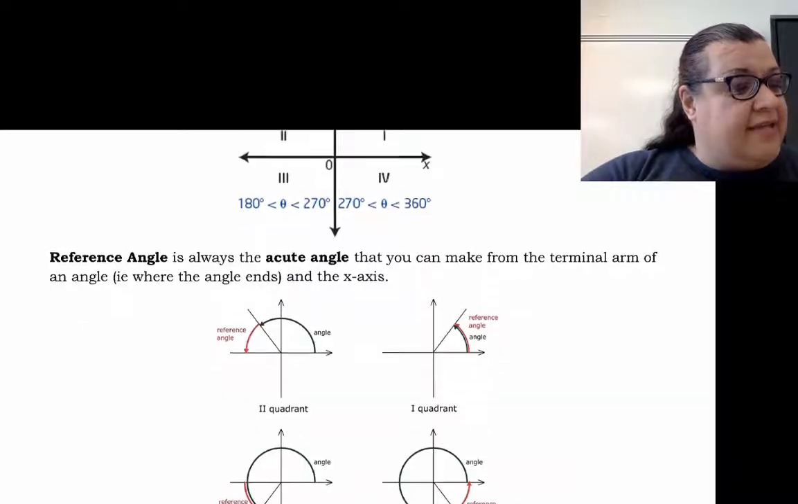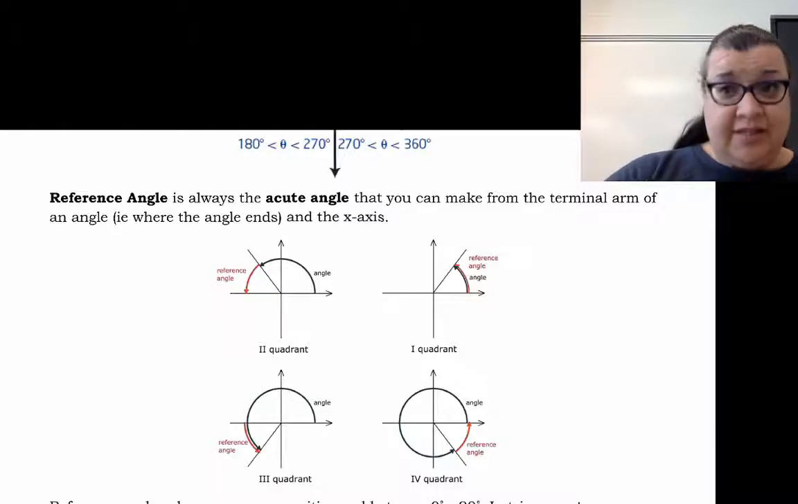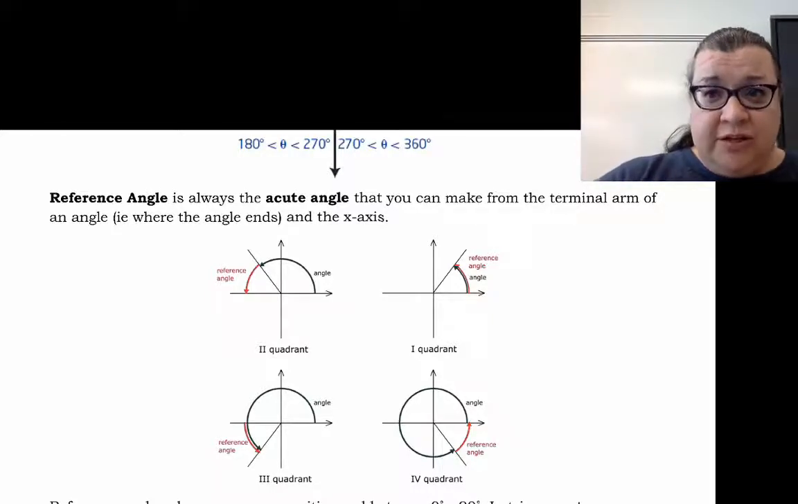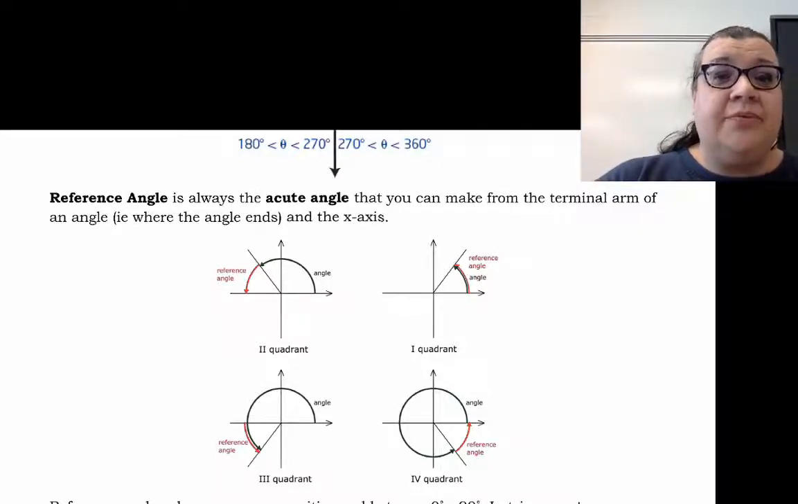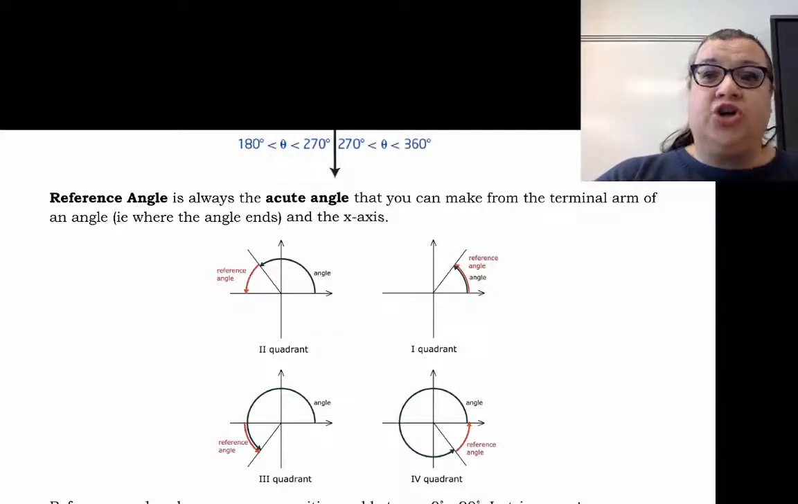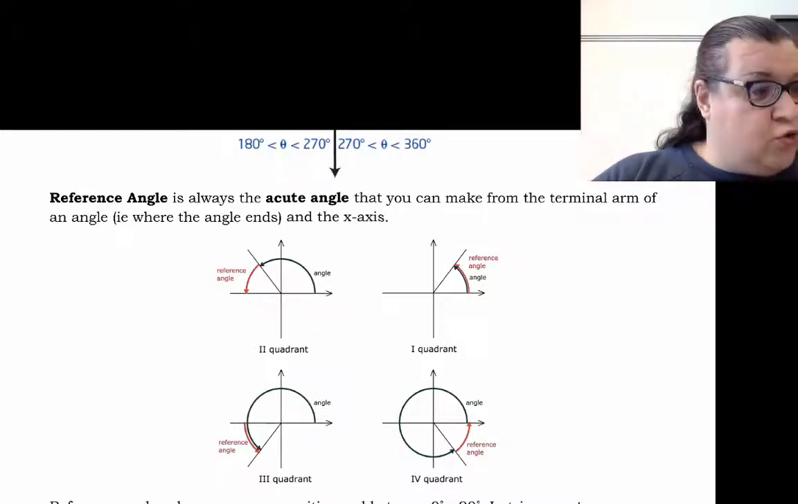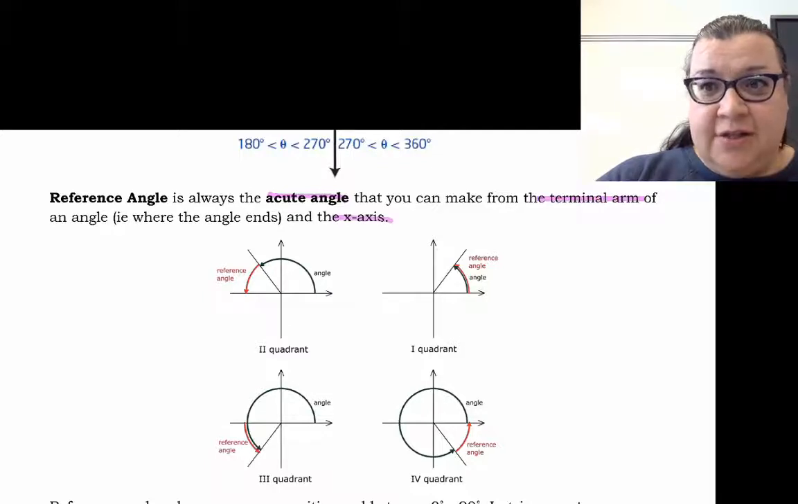All right, that brings us to something called the reference angle. And reference angles are going to become really important. It's actually what we use the most when we're doing trig with angles in standard position, as we're going to see in the second topic. So there's the definition. A reference angle is always an acute angle, so smaller than 90 degrees, that you make from the terminal arm to the closest x-axis. Okay, so it's an acute angle. You make it from the terminal arm of the angle to the x-axis that it is closest to.